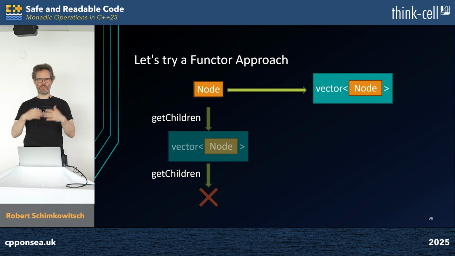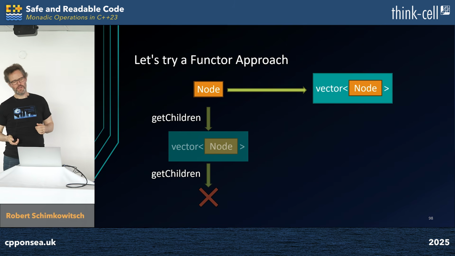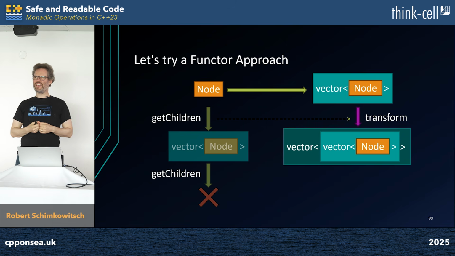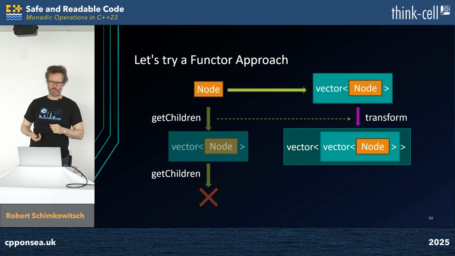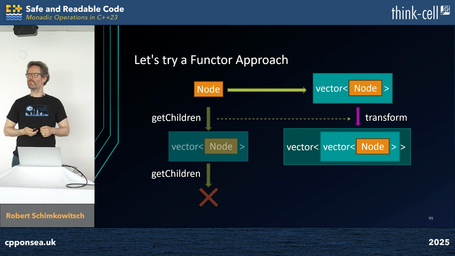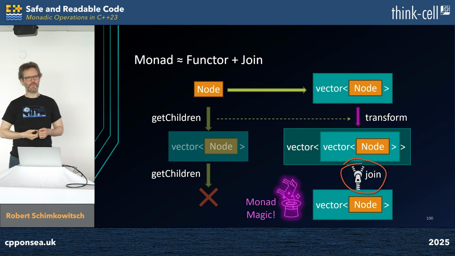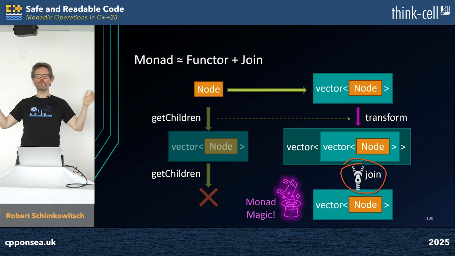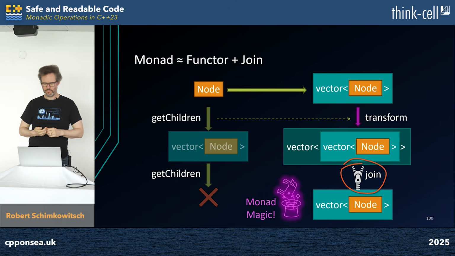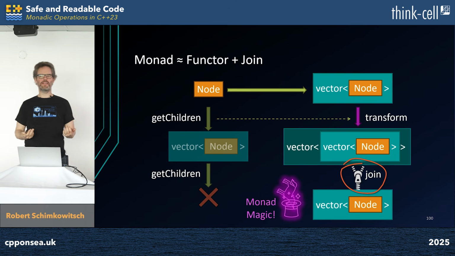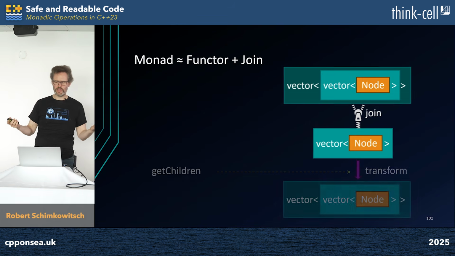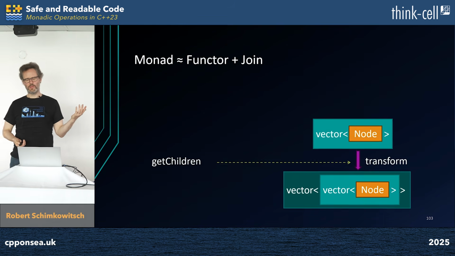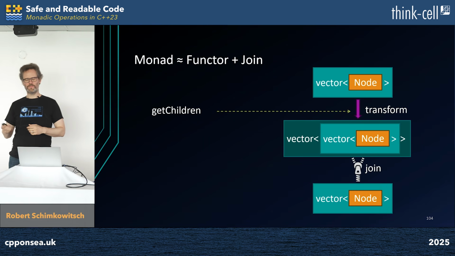So we start again with our vector of nodes as input. And then we transform it and we get a vector of vectors of nodes. Okay, the next transform is not going to be happy about that. So what do? We invoke monad magic and join the vectors or flatten them. So we make from a vector of vectors just one vector. This unwraps one level of nesting. And that's the property of a monad. Then we can continue and do the transform again and do the join again.